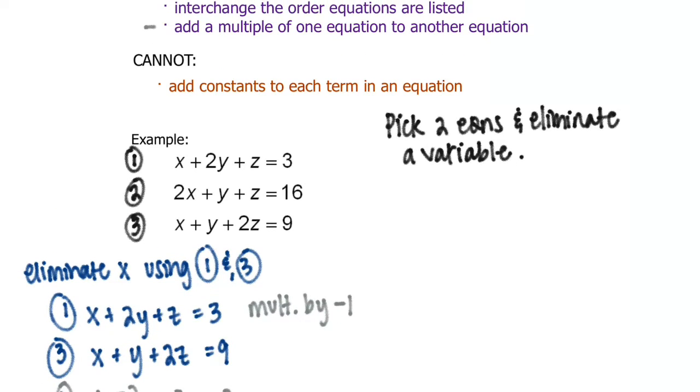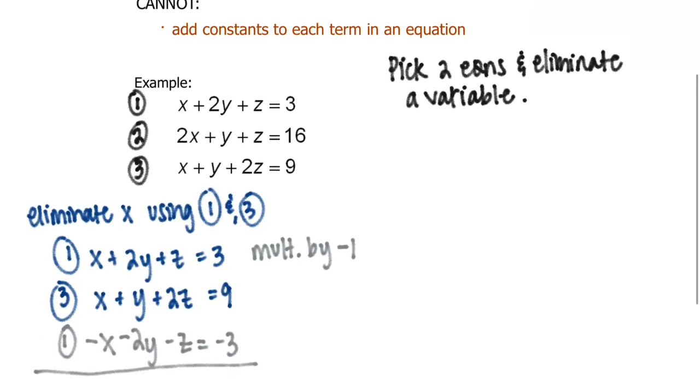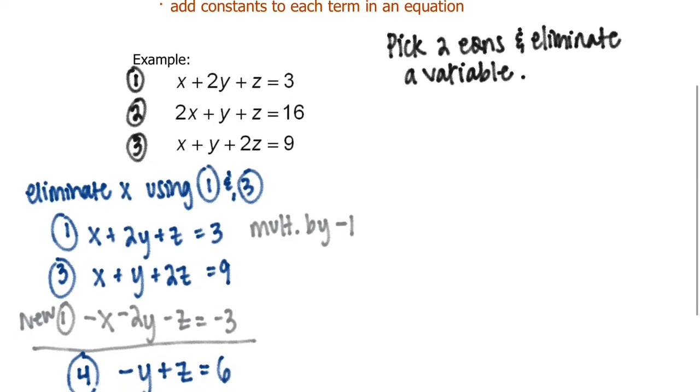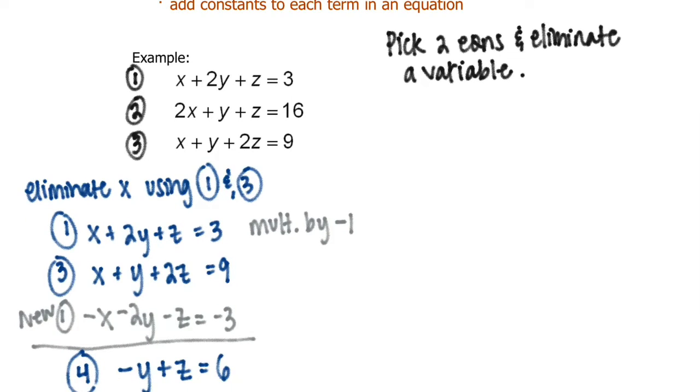Now what I'm going to do is add equation 3 with the new equation 1. So that's the new equation 1. So I add those two together, the x's cancel, I get -y plus z equals 6. And I'm going to call that equation 4, so that it creates a new equation 4.